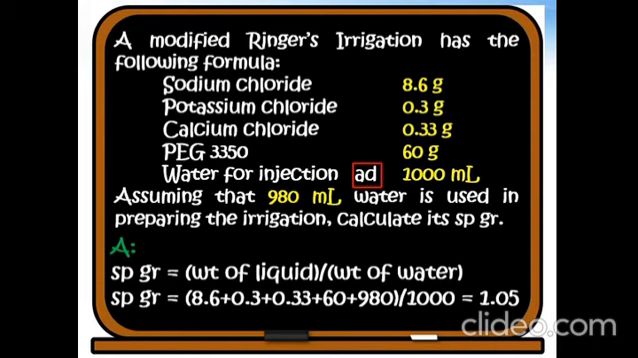Okay? We use 980 ml water. 980 ml water is 980 grams. We add all of those together, divided by the weight of the same volume of water. That is 1000 ml, right? 1000 ml means 1000 grams. So we calculate, and the specific gravity for this solution is 1.05.